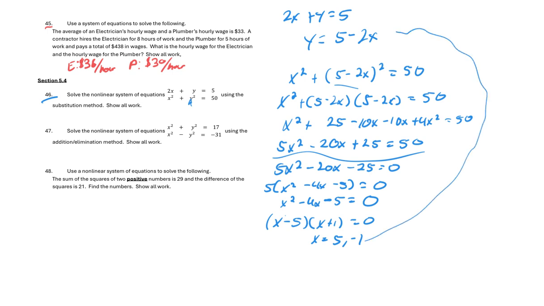We then need to plug both x values into here to get y. So whenever we plug in 5 into here, we get that y is equal to negative 5, and then whenever we plug in negative 1, we get 7. So those two are paired together, and those two are paired together. So in ordered pairs, 5, negative 5 is a solution, and negative 1, 7 is another solution.